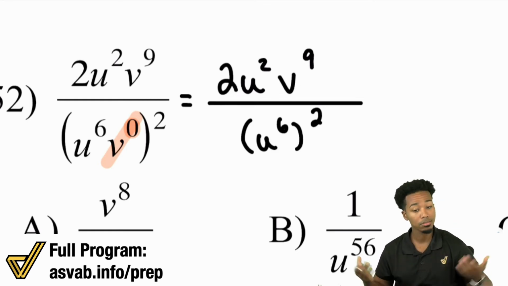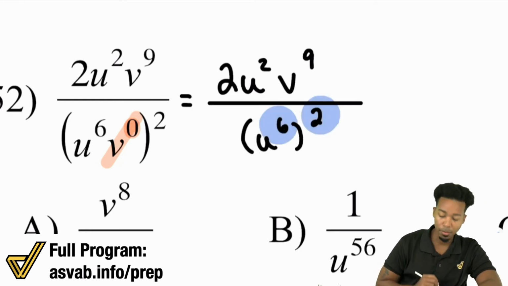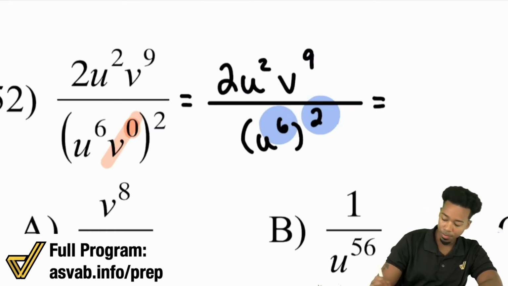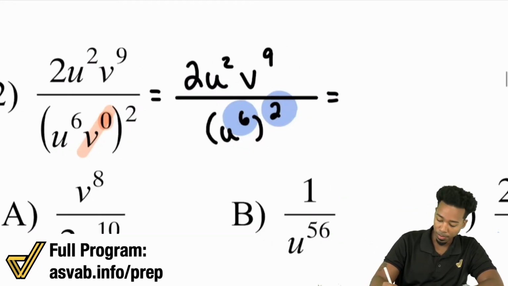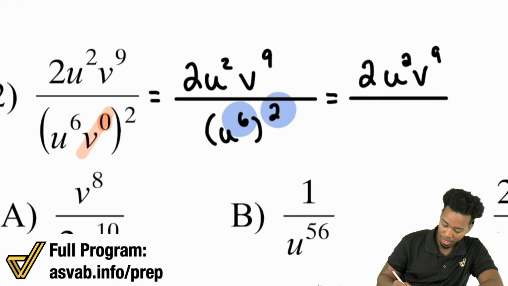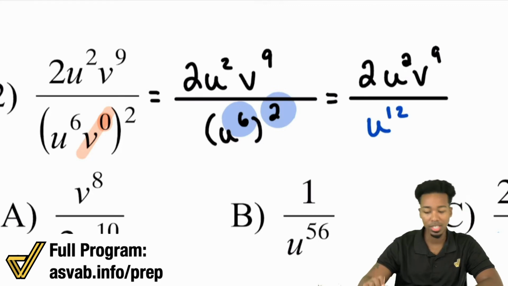So with that said, moving forward now, I'm going to take care of business here in terms of the power of a power law. We have an exponent raised to another exponent, and what's going to happen here is we're going to multiply those powers. So what we'll have now is the same thing, 2u squared v to the power of 9, and the denominator will now be u to the power of 6 times 2. 6 times 2, that's going to be 12, and we can keep going now.